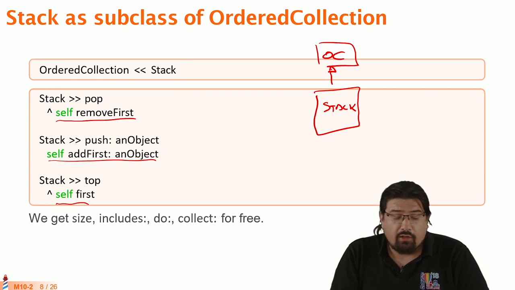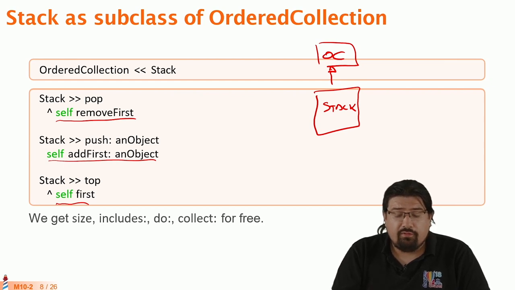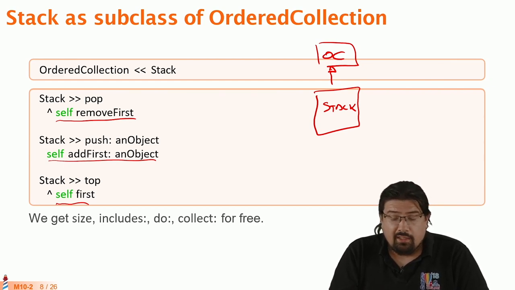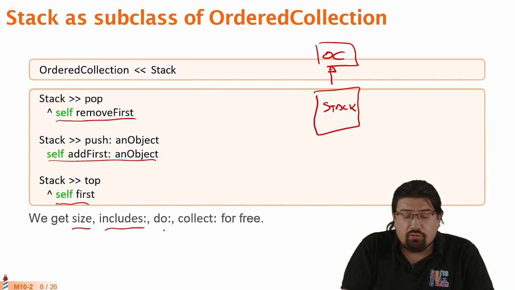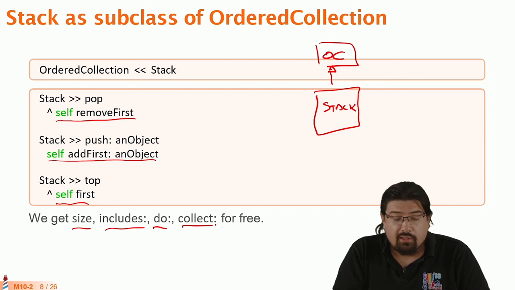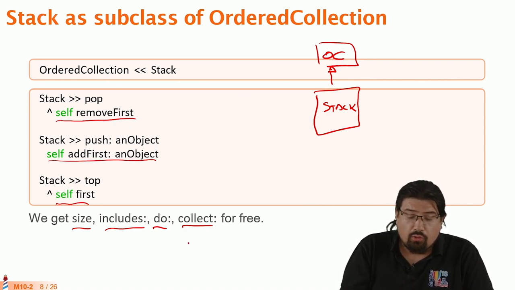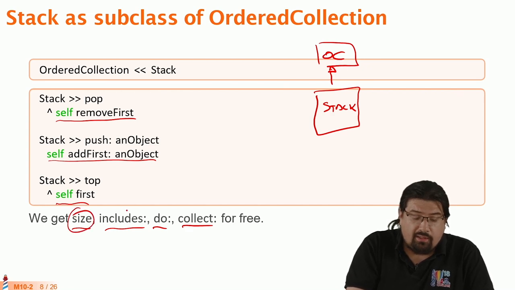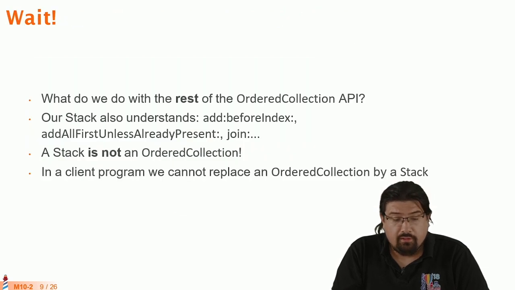By this, we are going to have some advantages. Implementing the stack like this will give us all the reuse of the code that is interesting in OrderedCollection, like the implementation of size, includes, do, collect, and so on, that are interesting for our stack. So we see that we are using subclassing as a way of getting code reuse. We are winning on implementation, reusing the implementations that are useful for us.